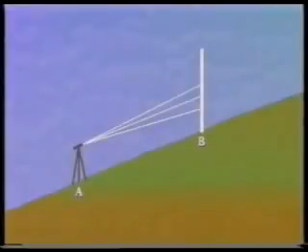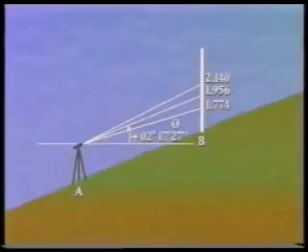Consider an example where, with the theodolite at A and the staff at B, hair readings of 2.140 meters, 1.956 meters, and 1.774 meters are obtained, and the vertical angle, which is an angle of elevation, is measured as 2 degrees, 17 minutes, 27 seconds.